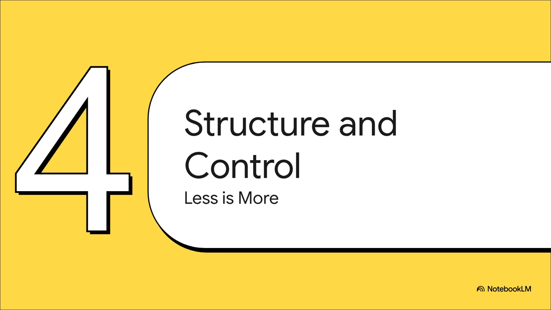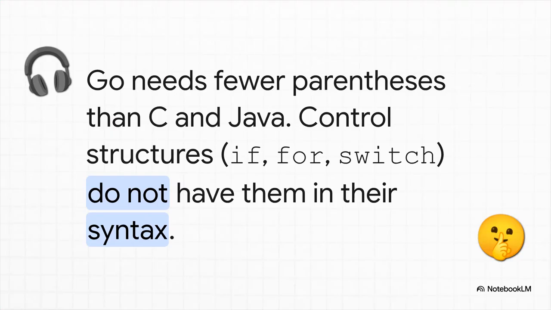Go's whole philosophy of less is more even extends right into the very syntax of its control structures. It's all about reducing the noise and letting you focus on the actual logic. One of the very first things developers coming from C or Java notice is, where are all the parentheses around the if statements? It might seem like a tiny detail, but it's a very deliberate design choice to remove visual clutter, making the logic itself much easier to see and follow.